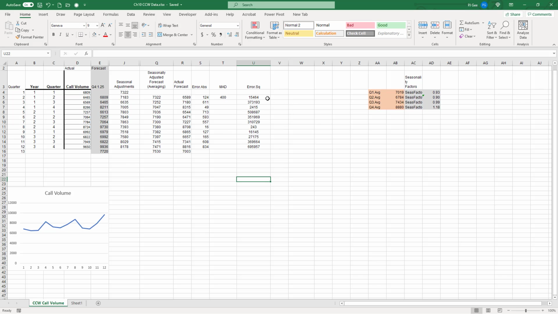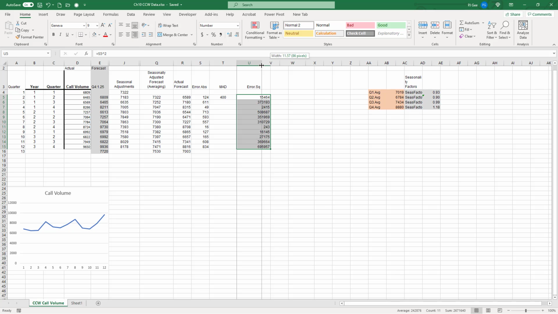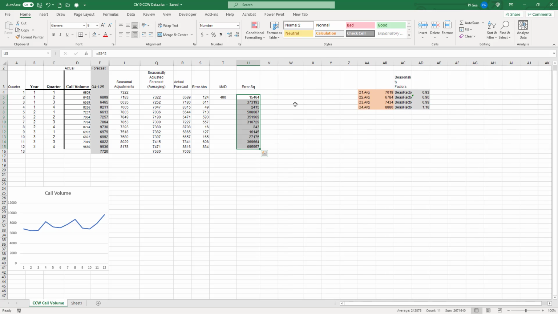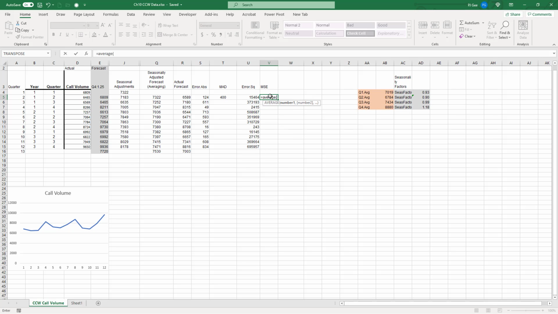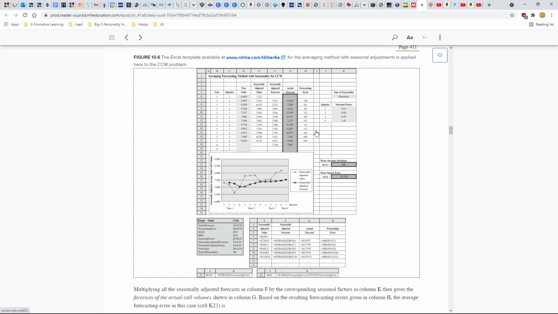All right, I don't really like that way. I think I'm going to have to push those to the right. There we go. That makes those numbers easier to read. Okay, so now the mean square error, what is that? That's just going to be equal to the average of the squares, 242,876. Okay, so we end up with what they have.